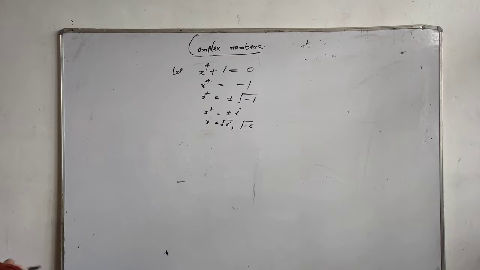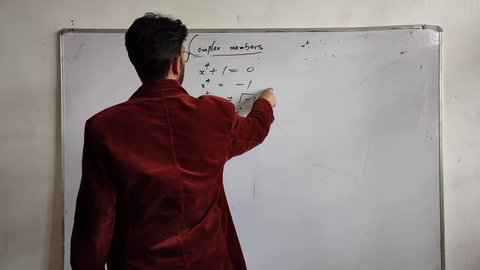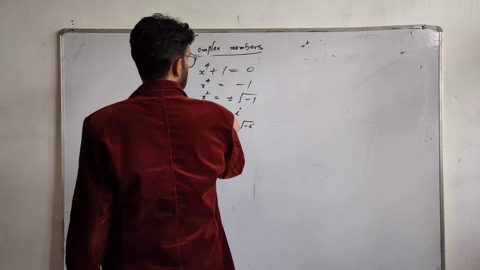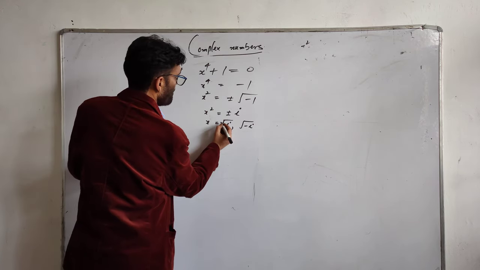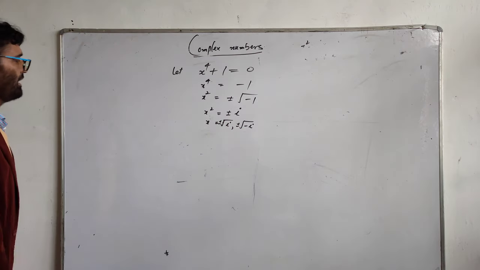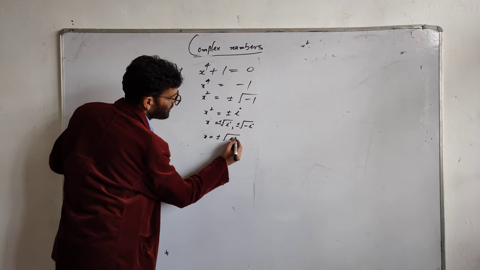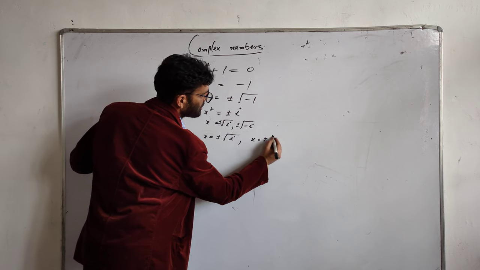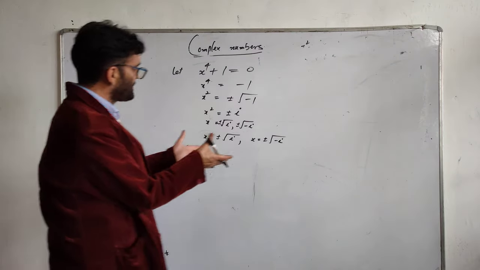Now something goes wrong there. x^4 plus 1 is equal to 0, x^4 is equal to minus 1, x square is equal to plus minus under root of minus 1, x square is equal to plus minus iota. So x is equal to plus minus under root of iota, and plus minus under root of minus iota. Are you getting it properly now? Any problem, please tell me.